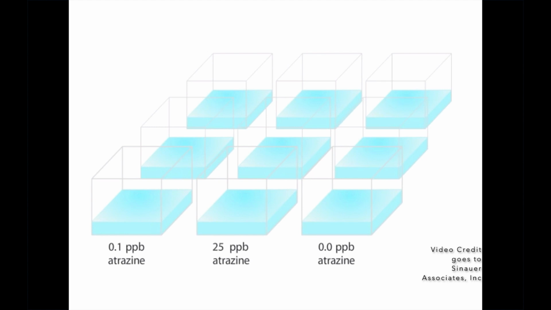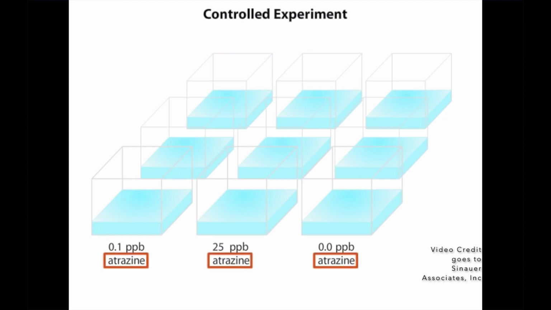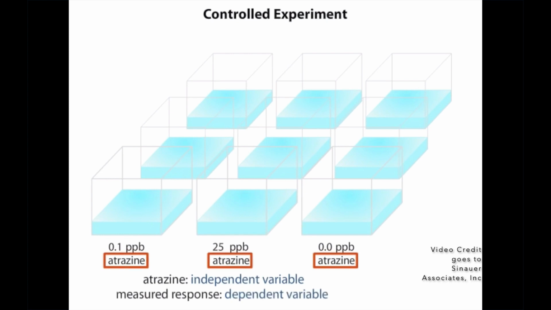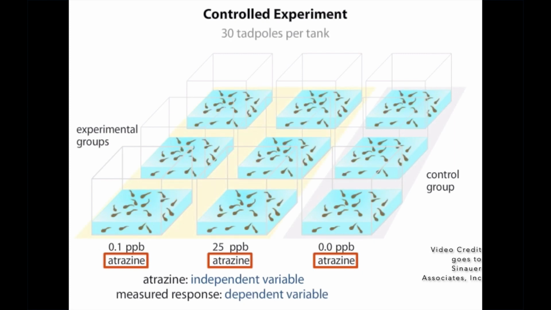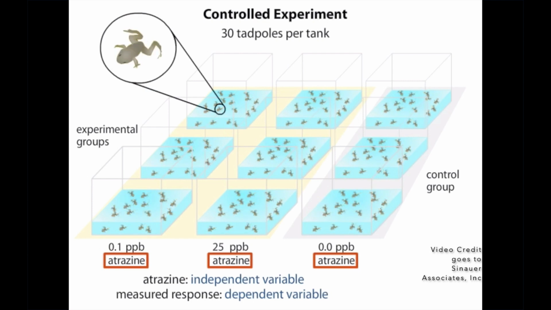This experimental setup is a controlled experiment. It employs samples that are as similar as possible, with the exception of a single variable, in this case, atrazine. Atrazine is considered the independent variable, and the measured response from the frogs will be the dependent variable. The unmanipulated set, with no atrazine added, is the control group in this experiment, and the others are the experimental groups. The investigators placed 30 tadpoles of the northern leopard frog from laboratory-reared eggs into each of the 9 tanks. The tadpoles grew, and when they transitioned into adults, they were sacrificed to evaluate their reproductive tissues.